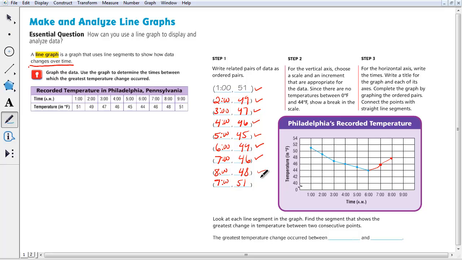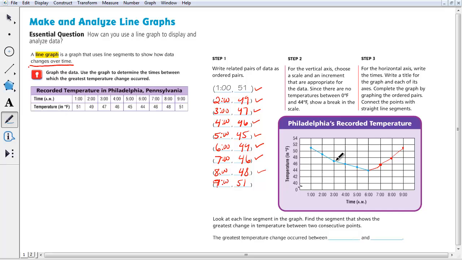And then the last one is 9 o'clock, my writing's bad there, 51 degrees. So we're going to go to 9 o'clock and go all the way up to 51 degrees, which is right here. We're going to draw that line. Well, we can look at the different line segments, and we're going to look at each line segment in the graph, and we're going to find the segment that shows the greatest change in temperature between two consecutive points.